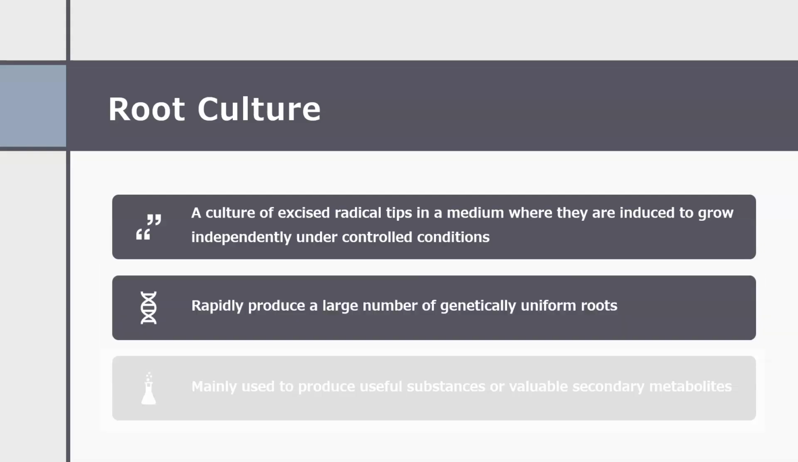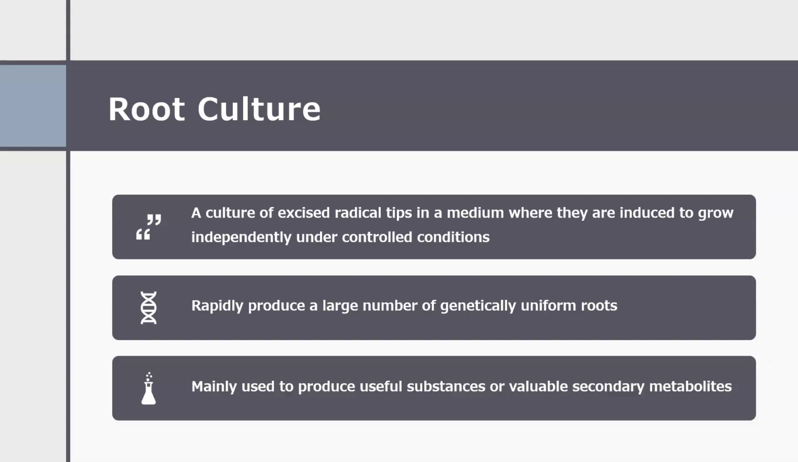Root culture can rapidly produce a large number of genetically uniform roots, making it ideal for studies on lateral root and bud formation, as well as the initiation of cambial activity and nodulation. Although the establishment of root cultures was one of the first achievements of modern plant tissue culture, they are primarily used for the production of useful substances, and have less impact on other areas of study.